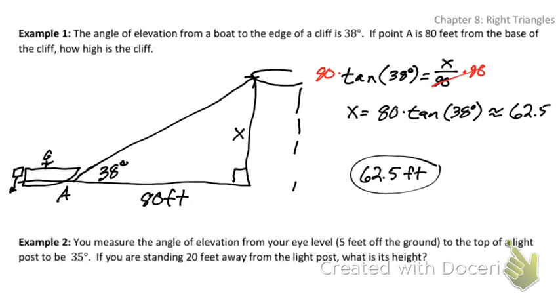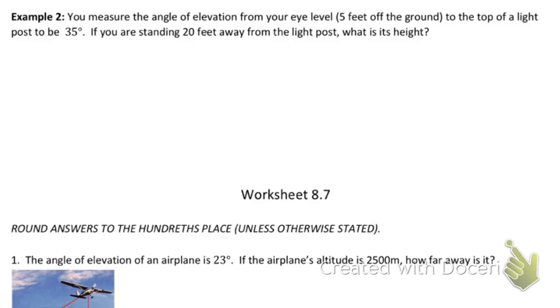All right, our next one is a good example to go through because we have to do something at the end because they specify something. It says you measure the angle of elevation from your eye level, which is 5 feet off the ground, to the top of a light post to be 35 degrees. So we're looking up at the light post.